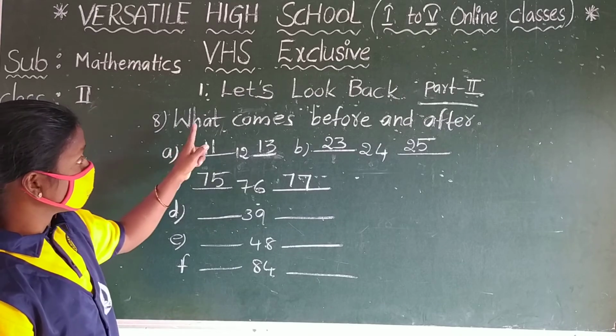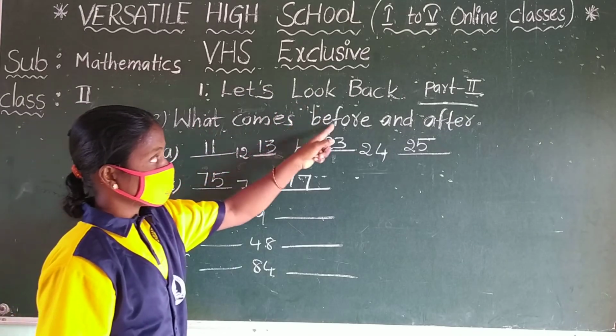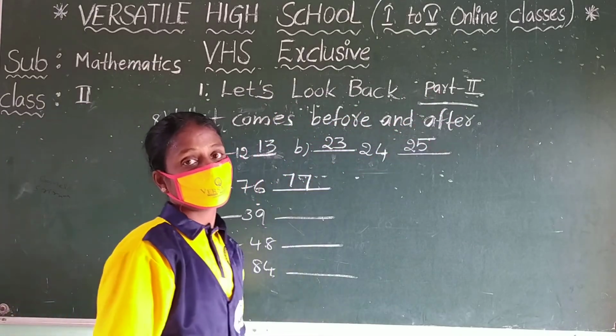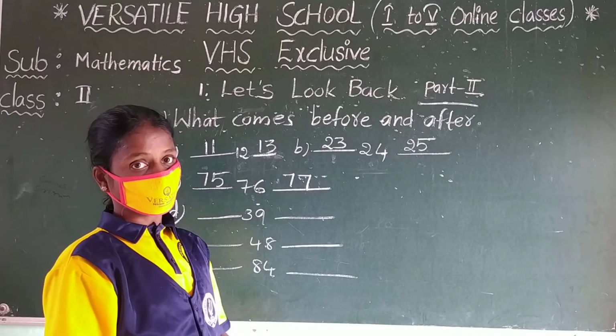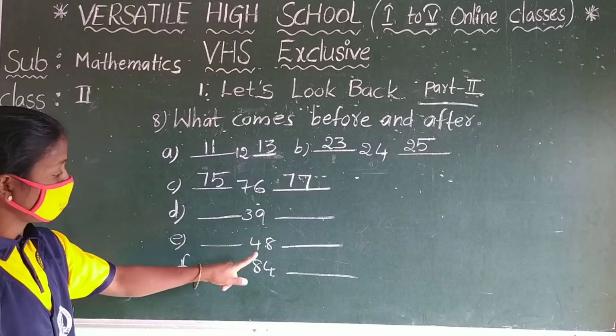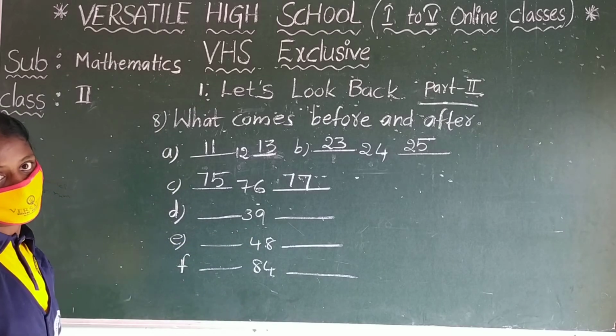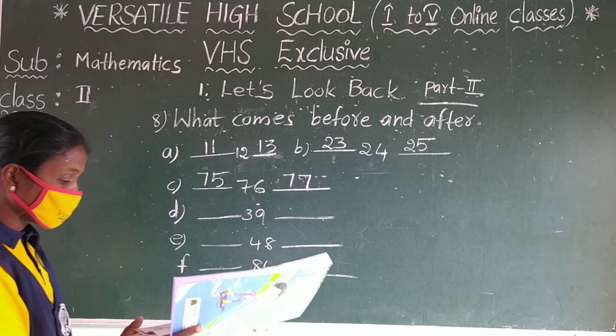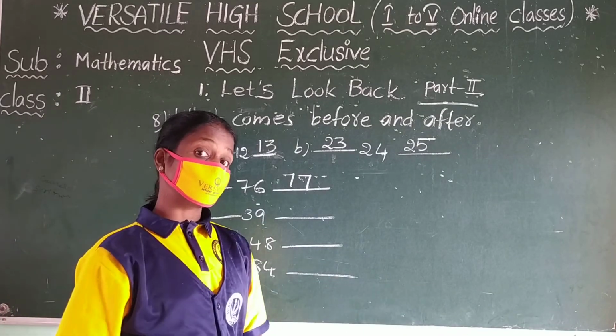Children, once observe what comes before and after. Before and after numbers you write in your notebook. Got it? Remaining D, E, F are homework. What is the number? 39, 48, 84. Now we are going to the what comes between.